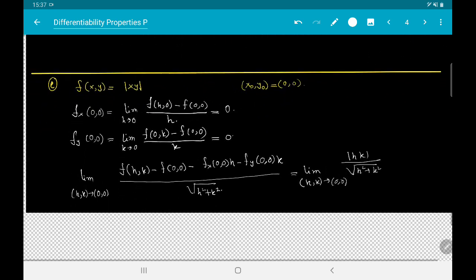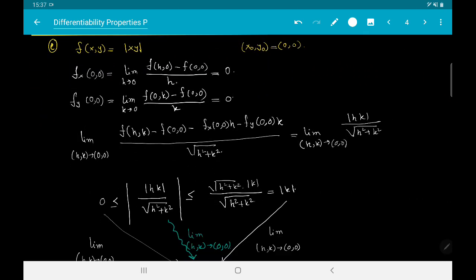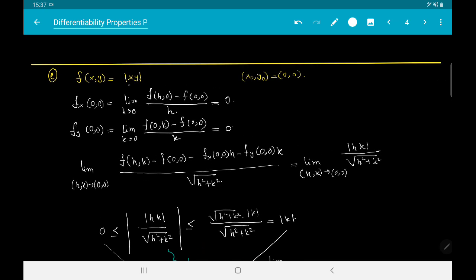Let us now look at the function f(x, y) equal to modulus of xy. Now when we talked about this function in single variable calculus, we saw that this function was continuous, but it is not differentiable. But here something surprising is waiting for us. So let me check differentiability at the point 0, 0, where the problem actually occurred in single variable calculus.